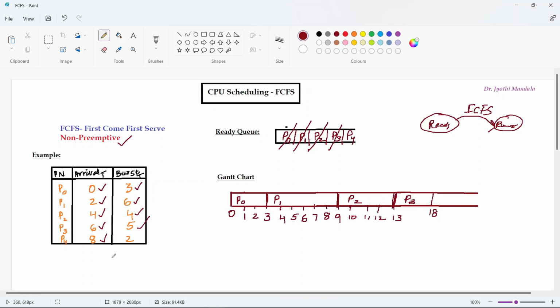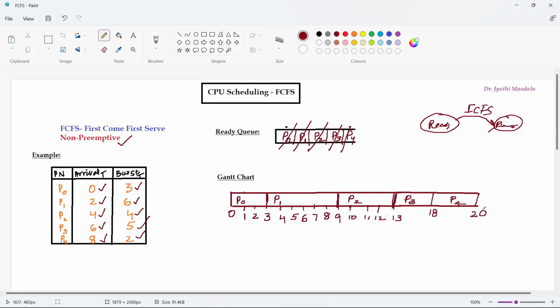I am not checking the other processes, because after this no processes are there. So just continue its execution. Okay, 13 plus 5. Next P4 is the only process available in our ready queue. So P4 will get a chance, which requires 2 seconds. So 18 plus 2 is 20.